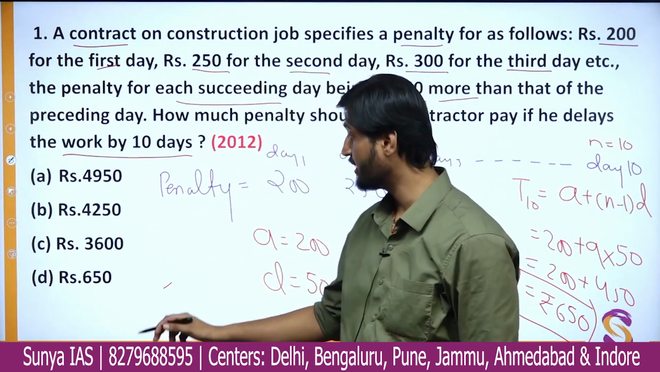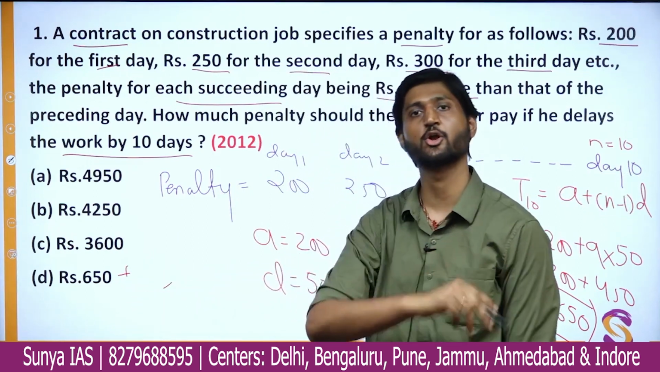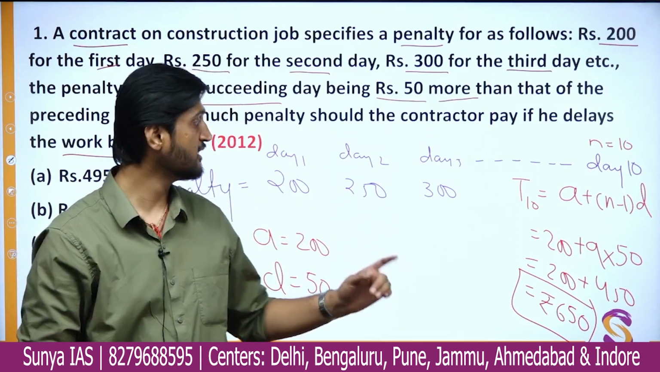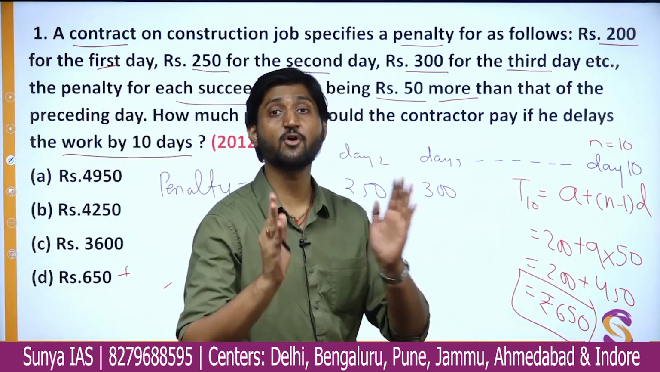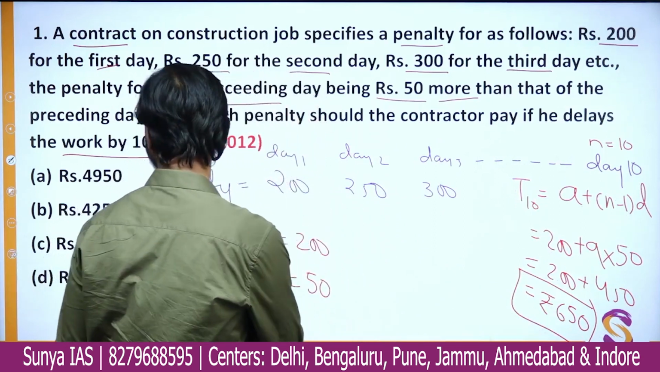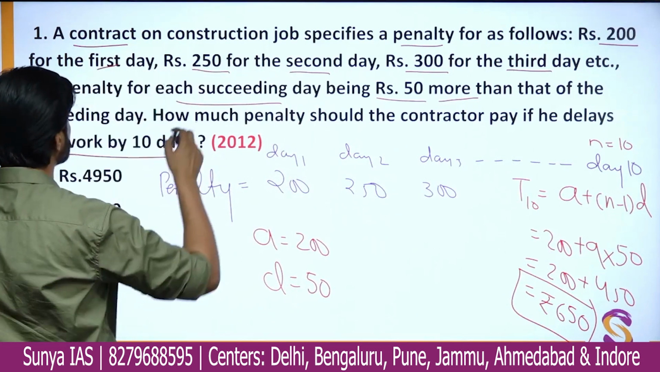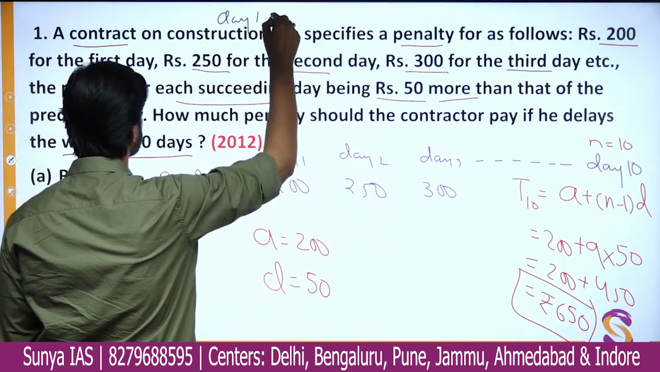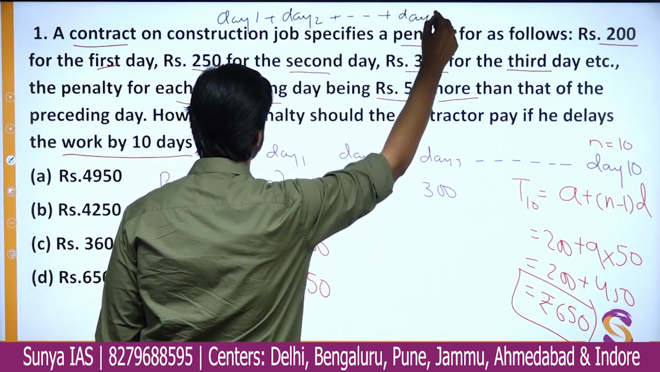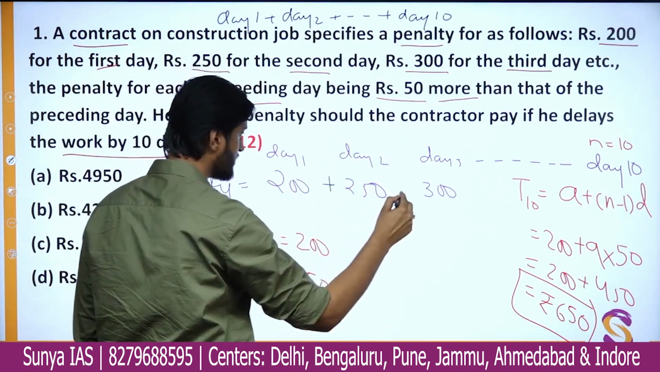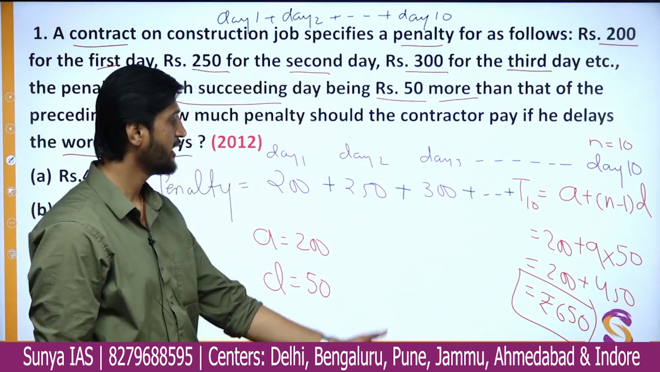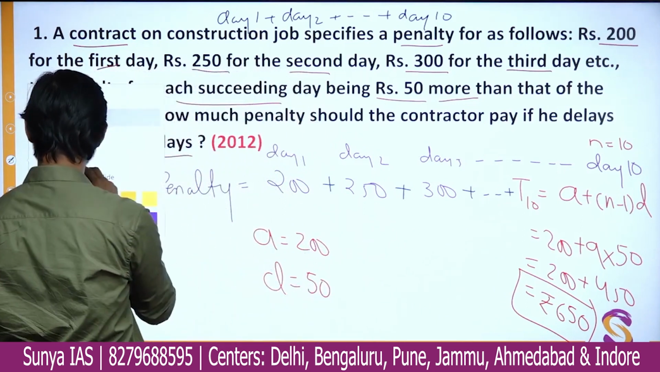Now please, in a hurry, do not take this particular option, because that is not the final answer. This is the penalty on the 10th day. We want to find the penalty for all the days from day 1 to day 10. So we have to find the penalty for day 1 plus day 2 and so on till day 10. We have to add up all the penalties, that is, find the sum of this arithmetic progression. And you know the idea of finding the sum of the progression.